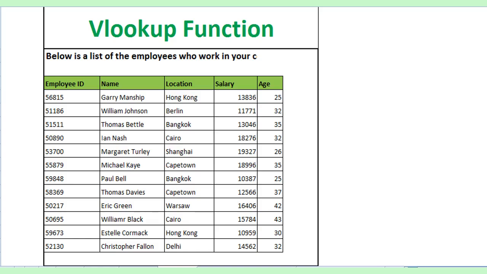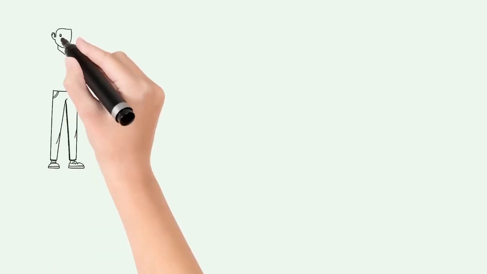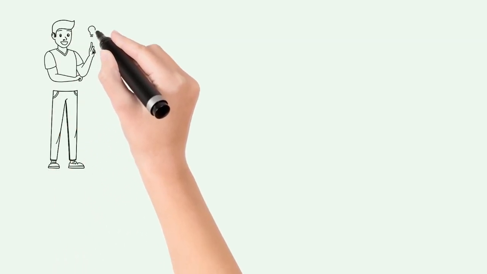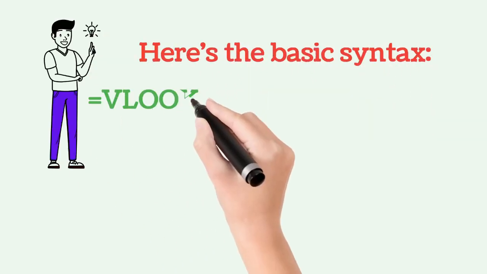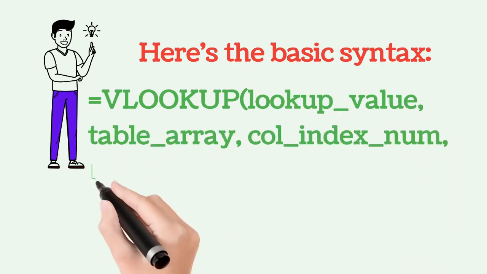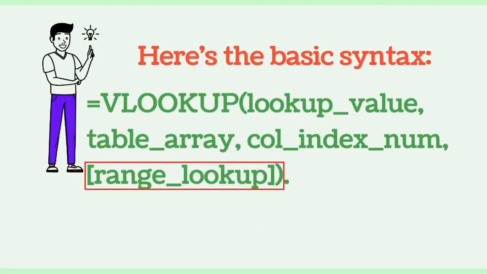VLOOKUP stands for vertical lookup. Imagine it as a detective searching down a column to find the right information. Here, the basic syntax of VLOOKUP is: equals VLOOKUP, lookup value, comma, table array, comma, column index number, comma, and the last, range lookup.